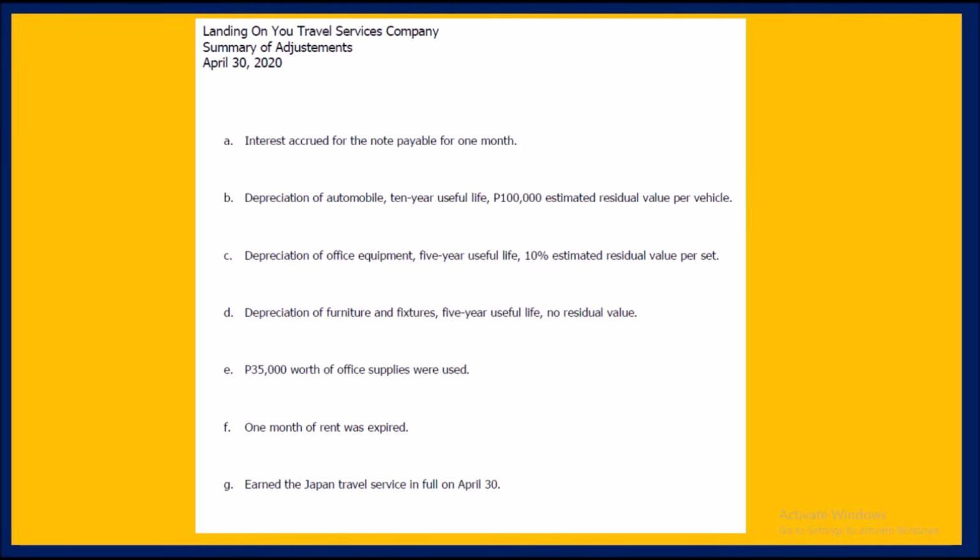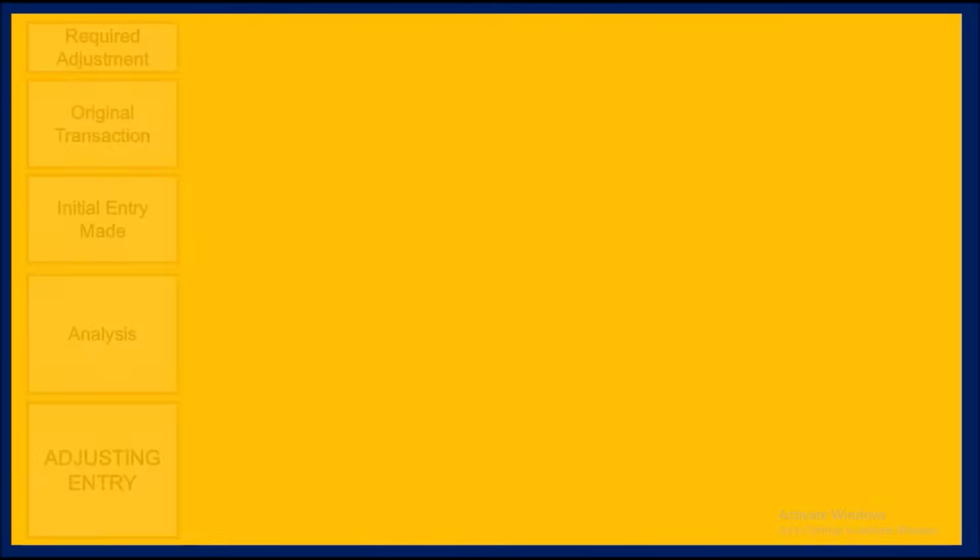In this lesson, I will be presenting to you the required adjustment needed, and then the original transaction which is related to that adjustment, and the initial entry that we made so that we will be able to properly analyze the adjusting entry that we need to do. Then we will also do the analysis, and finally the main adjusting entry for that certain transaction. Okay, so let's start.